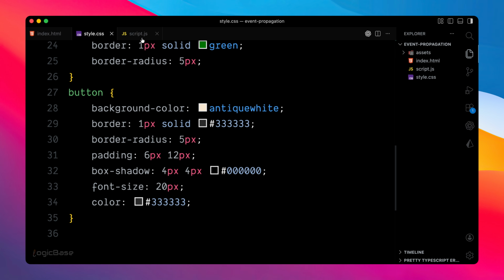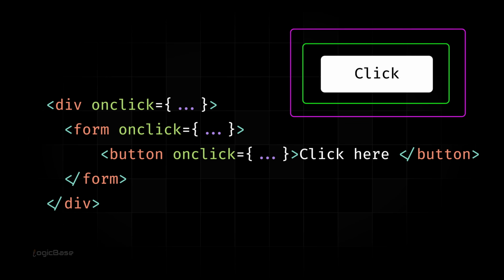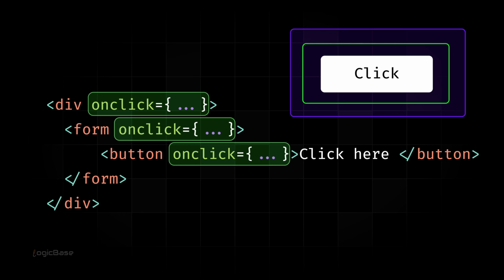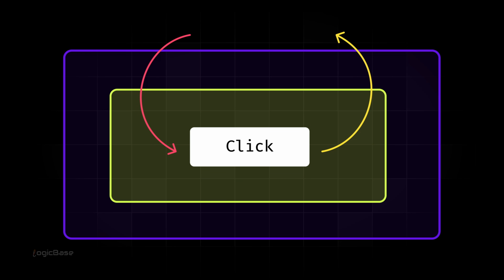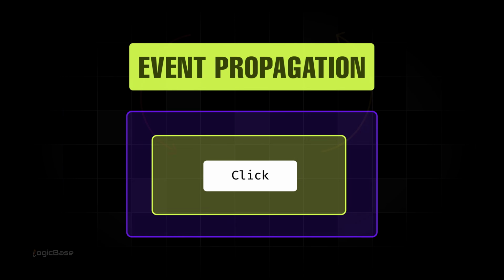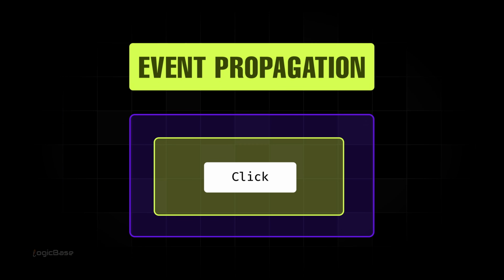That's our current setup. Now, if we add separate event listeners to each of these three elements, one for the button, one for the form, and one for the parent div, when you click the button, the event should fire in all three places, right? Because the button is inside the form and the form is inside the parent div. So, in which order do the event listeners run? Does it go from child to parent, or the other way, from parent to child? This whole process is called event propagation. In other words, the order in which events run is what we call event propagation.